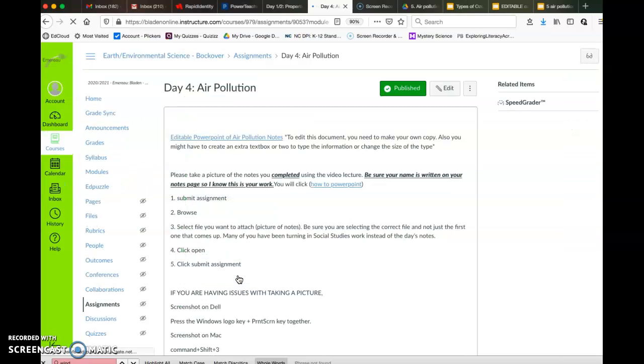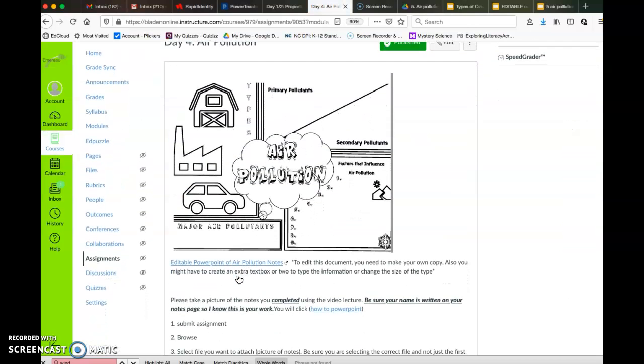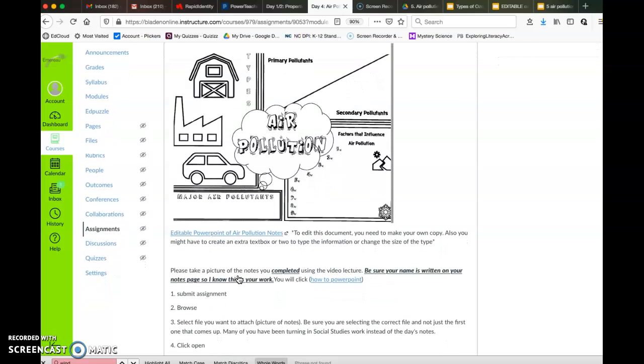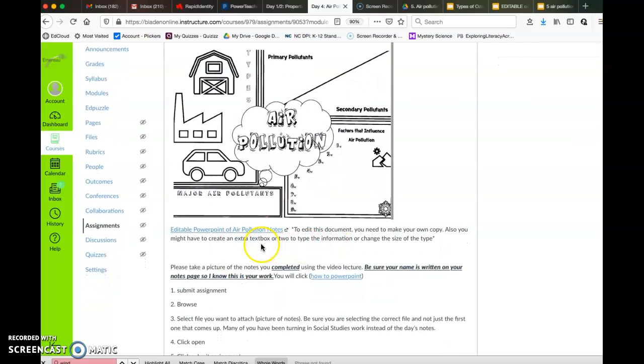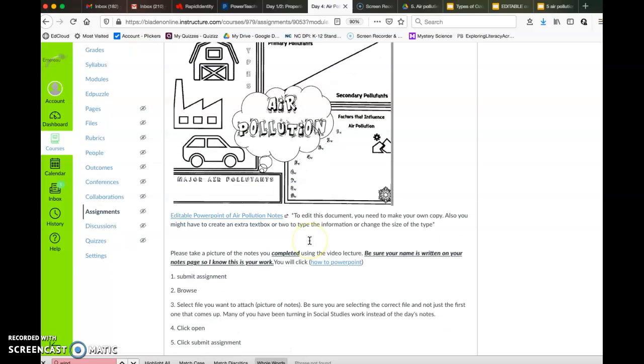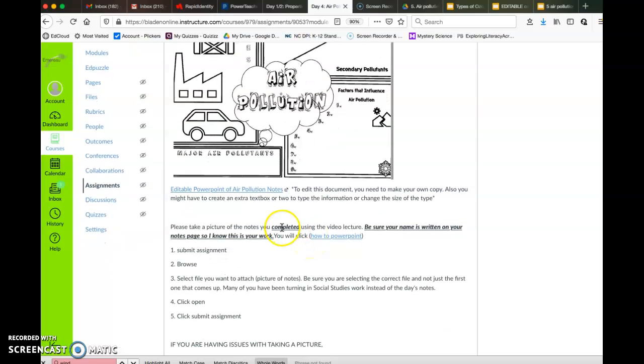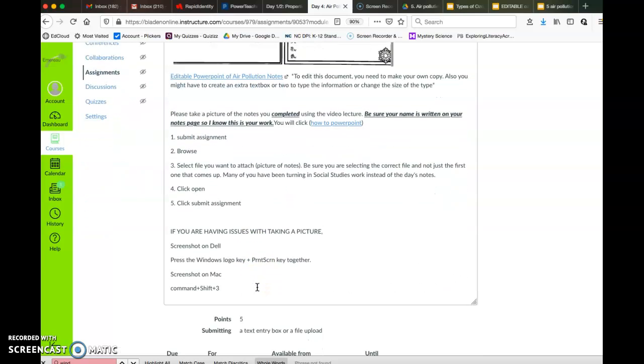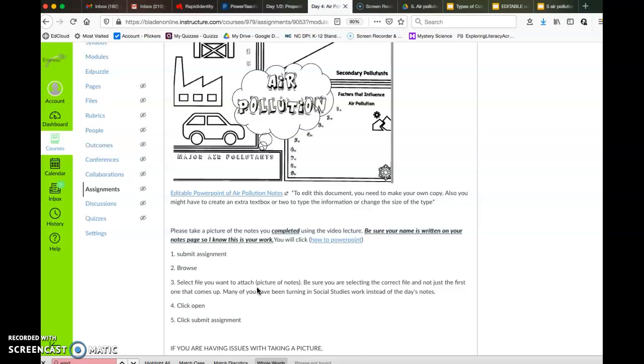If you notice on Canvas, if you're in person, you've already got a copy of this in your notebooks. If you are an online person, you've got an editable copy right here. You can edit it right there, or if you'd like, you can print it out and make your own copy. Either is fine. When you're done, you can either take a picture of it or submit the document itself, whichever works, as long as I can see that you have all those notes on there.